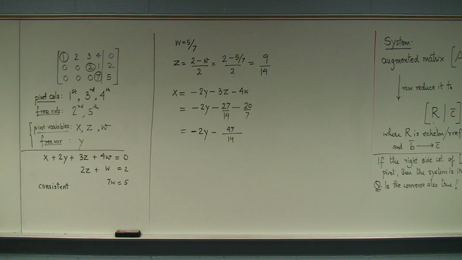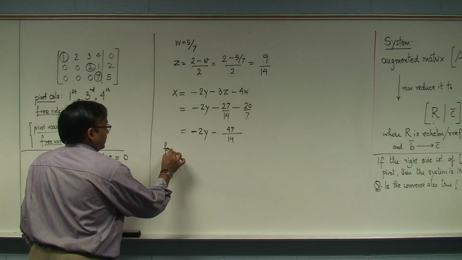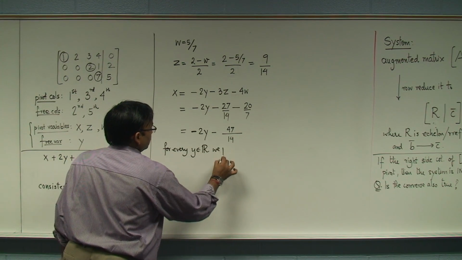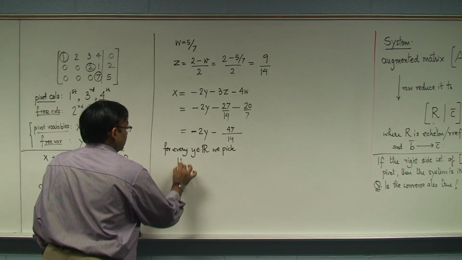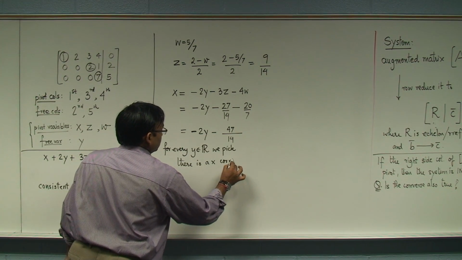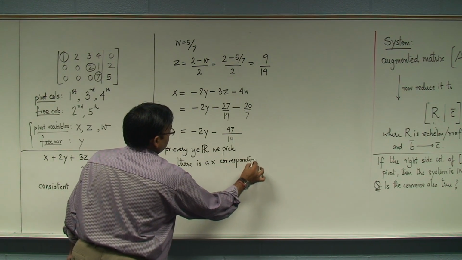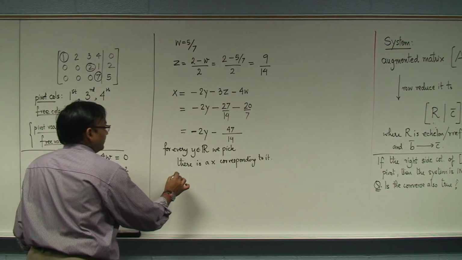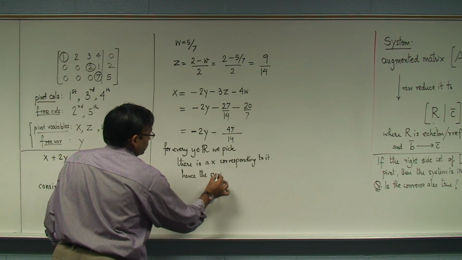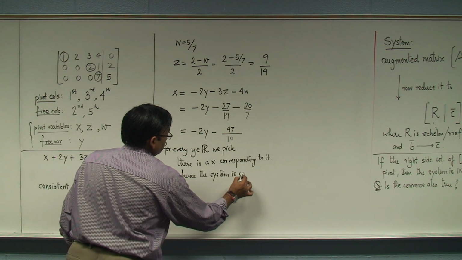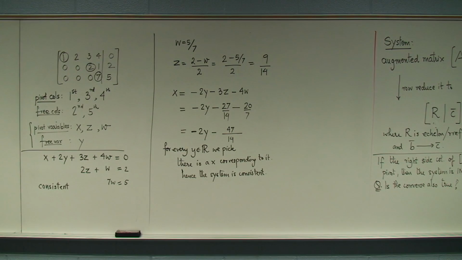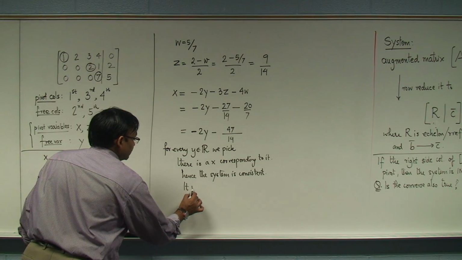So in some sense, what are we claiming? How many solutions does it have? For every real number y we pick, there is an x corresponding to it. So we will say the system is consistent. In fact, we can say much more than that. Not only can we say the system is consistent, it will have infinitely many solutions.